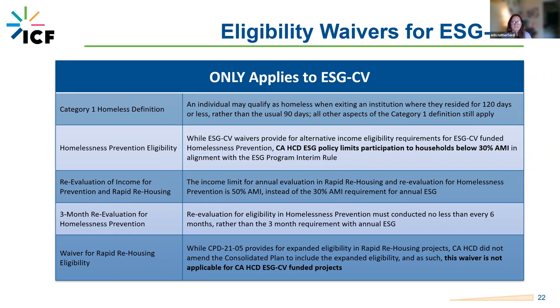And then lastly, there is a waiver for rapid rehousing eligibility that was outlined in CPD Notice 21-05, and I'm not going to get into this in too much detail because while that notice outlined expanded eligibility, California HCD did not amend their plan to include the expanded eligibility, and as such, this waiver is not applicable for California HCD ESG CV funded projects. So we can skip over that one pretty quickly. Next slide, Kim.